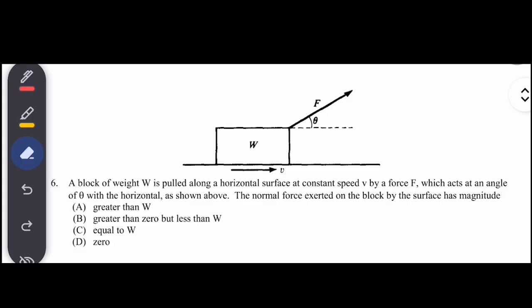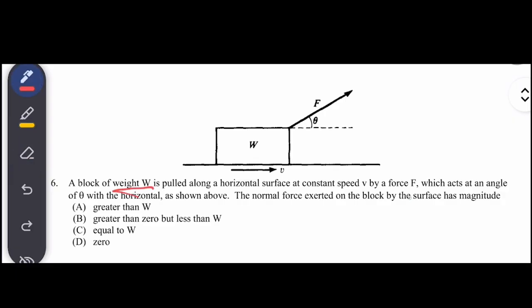So one thing I'd like to do in these problems is look at the answer choices and see what we're always comparing it to. As we can see, W always comes up in all of these answer choices, or 0. So we need to know what W is. It says a block of weight W, meaning we have a weight force acting on this object.